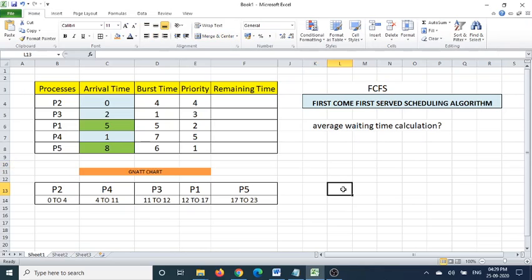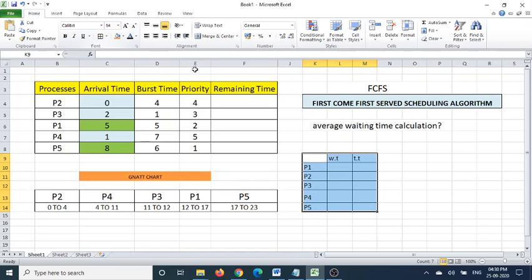Okay, so this is how things are found out. Now if you want to find the waiting times, P1 waiting time, P2 waiting time, P3, P4 and P5, I want to find the waiting time. And the TT is turnaround time. Okay, so if you want to find this, let us see how to do it. Because the objective is to find the average waiting time.